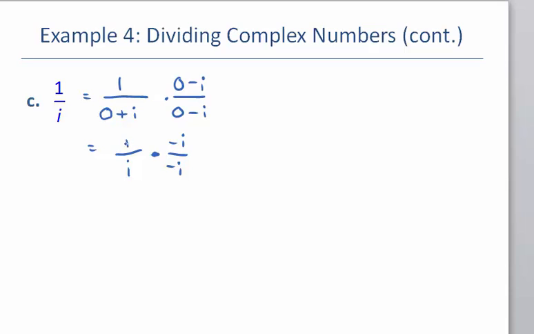So now as we multiply on the top, 1 times negative i is going to be negative i. And on the bottom, we have 1 times negative i, or I'm sorry, i times negative i, which would be negative i squared. So we have negative i over negative, and we'll put a negative 1 in for that i squared. So negative i over positive 1. And so our final answer will be negative i.